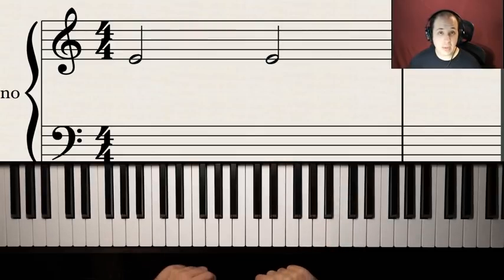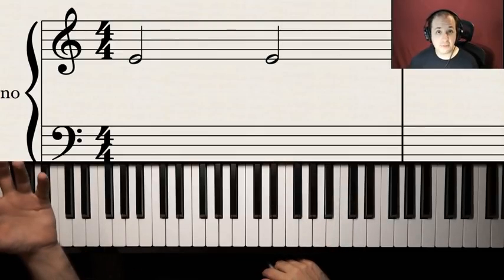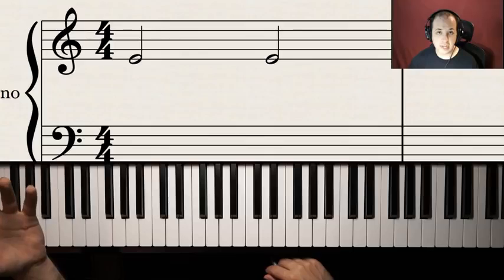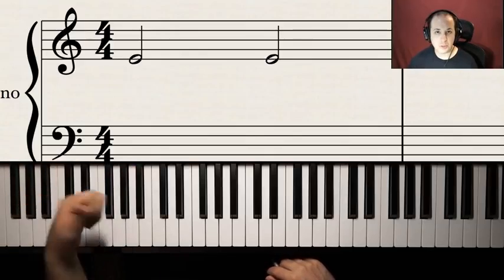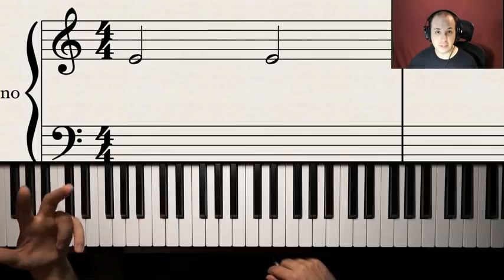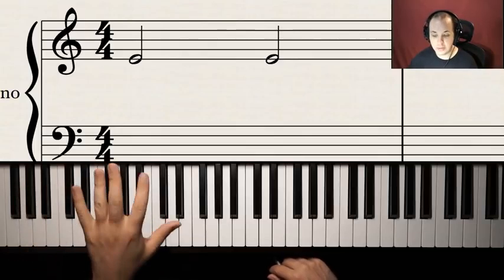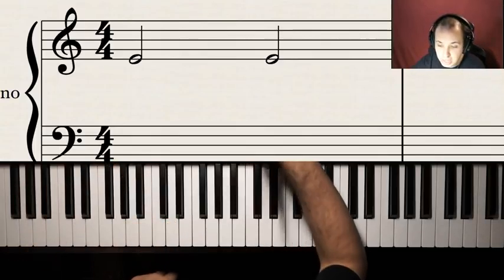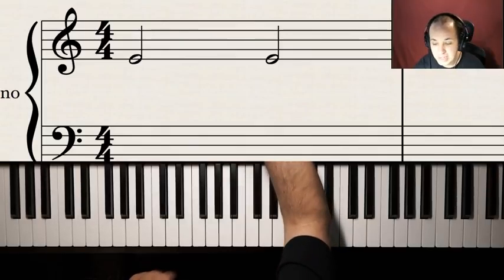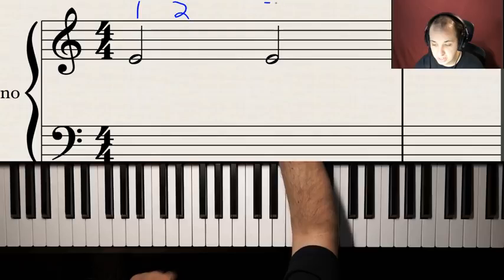So here I have 2 half notes written out. How many beats does a half note get? Well, it gets 2 beats, right? Assuming that you know all of your note durations, a quarter note gets 1 beat, a half note gets 2, a dotted half gets 3, a whole note gets 4. So here we have 2 half notes, and we still have 4 beats in the measure, right? So you have 2 beats there, and 2 more beats there, beats 3 and 4.